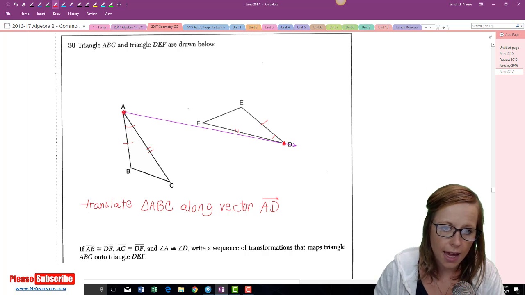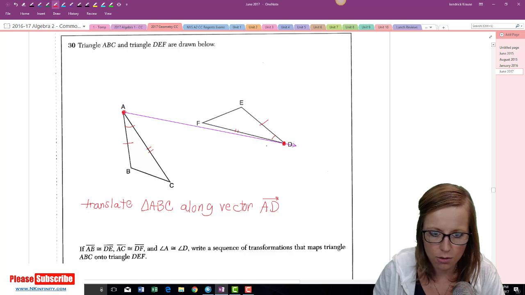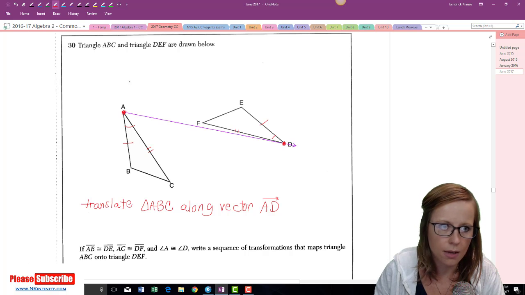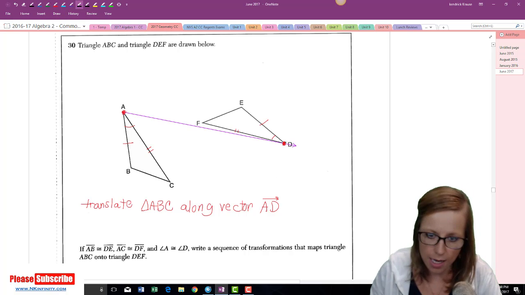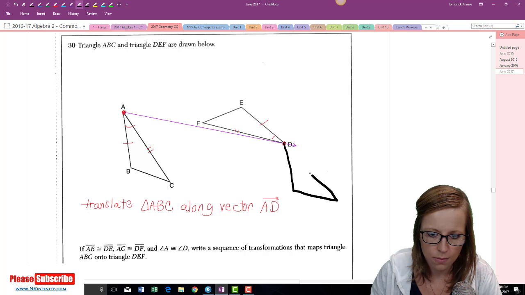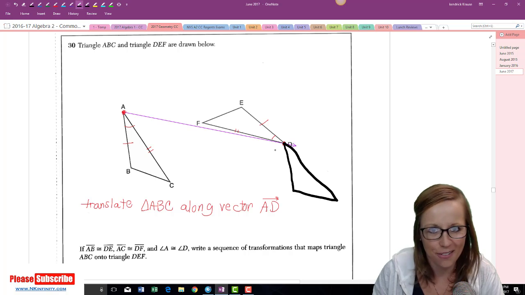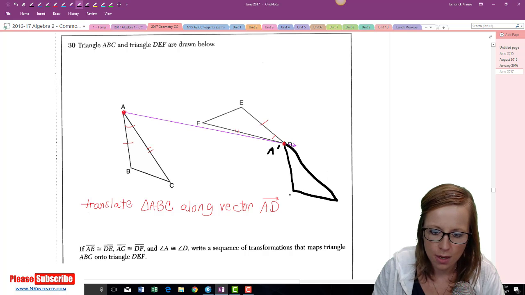Okay. Then, once it's there, to the best of my drawing abilities, I'm going to try to redraw it. This is not going to be great, so don't judge my drawing skills. Okay, was proud of my line, and now I'm not so proud of my picture. A prime, B prime, C prime.